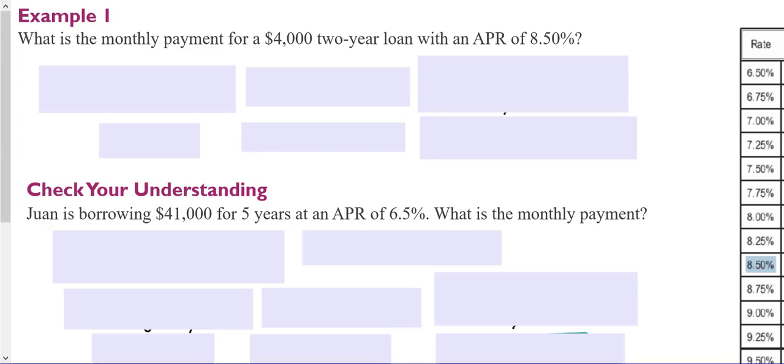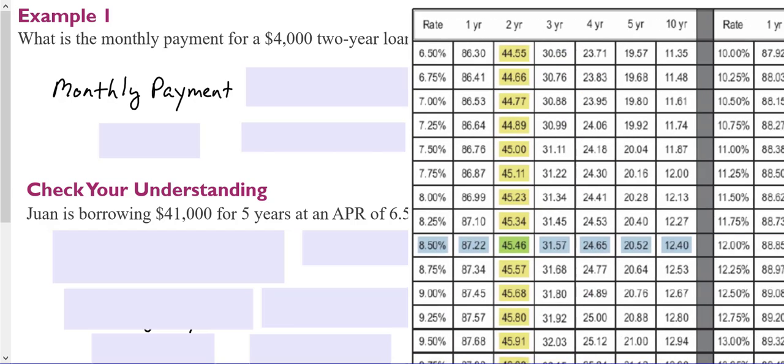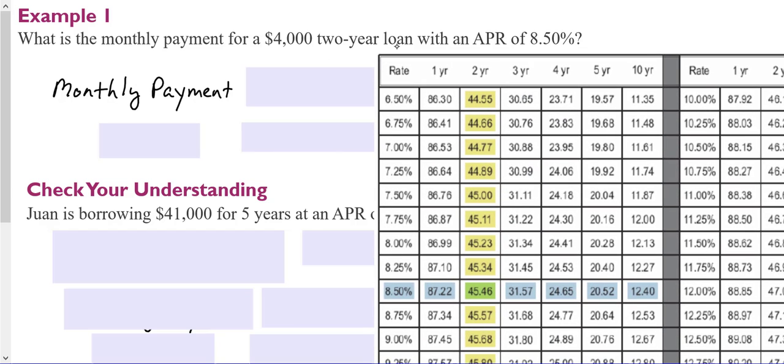So in this first example, we want to figure out what is the monthly payment for a $4,000 loan with an APR, annual percentage rate, of 8.5%. The first thing we want to do is figure out our monthly payment. If we pull over the table, it's a 2-year loan, so we look at the 2-year column in yellow, and then meet up with the 8.5%. For each $1,000, the monthly payment is $45.46.